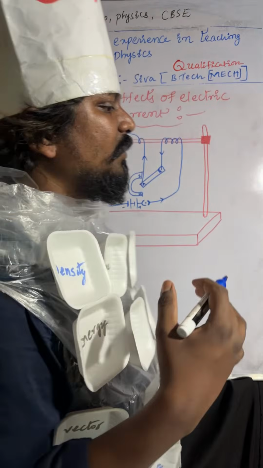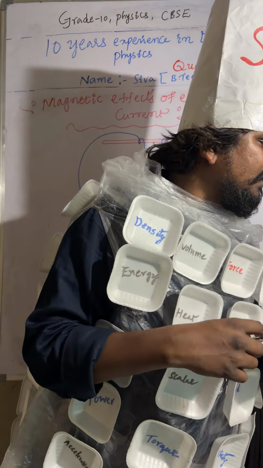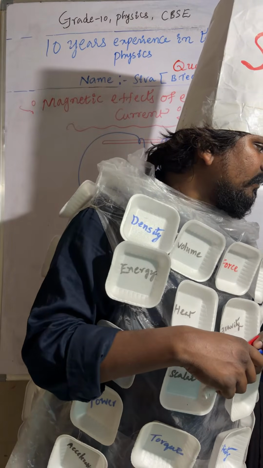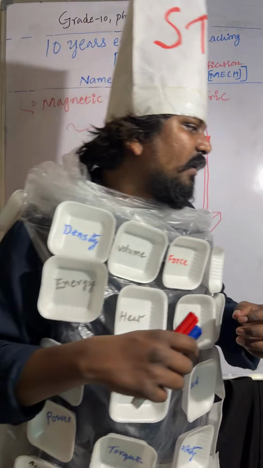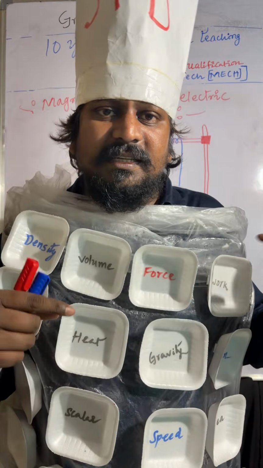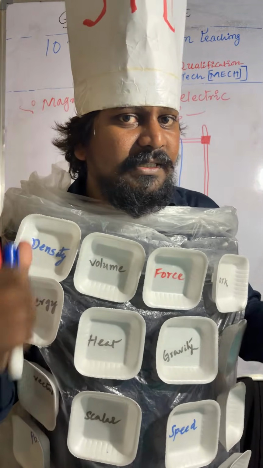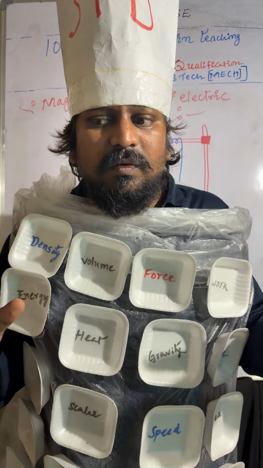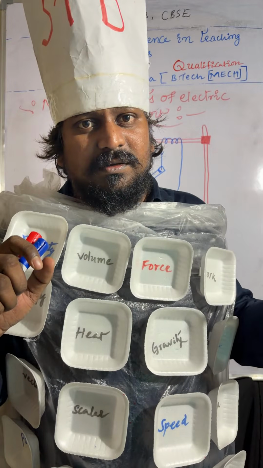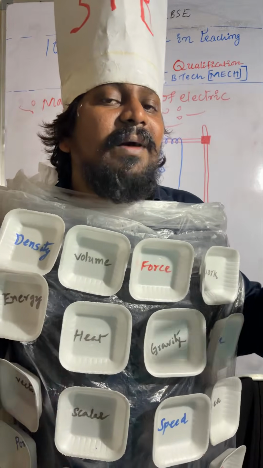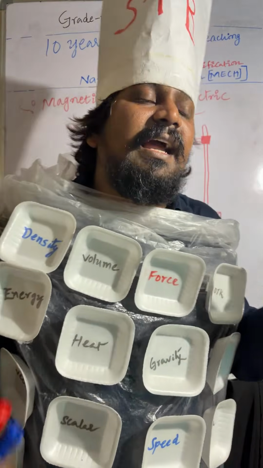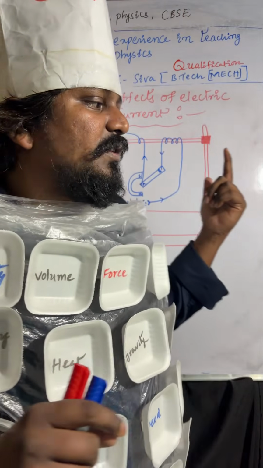So by using what tool can we identify the force acting on the conductor? A current carrying conductor placed in the external magnetic field experiences a force. Yes or no? Yes. So now in which direction will that current carrying conductor move? By using what rule can we identify? By using Fleming's left hand rule. We can identify the force acting on the conductor.